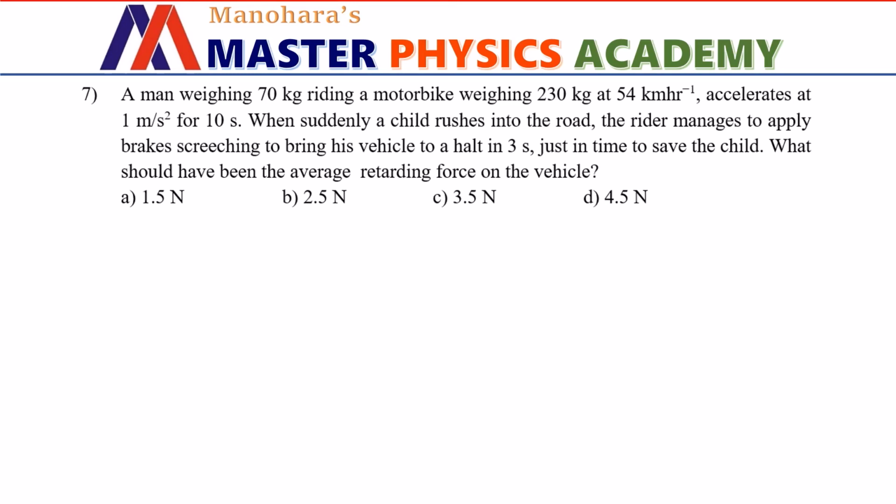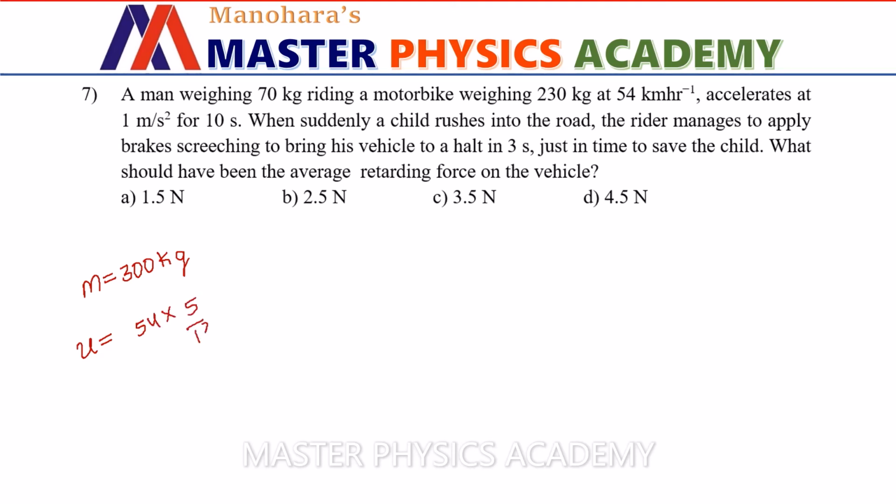Here the combined mass of rider and the motorbike is 70 kg plus 230 kg, which is going to be 300 kg. The initial velocity of the vehicle is 54 km per hour. Converting that to meter per second, we do have 15 meter per second for the initial velocity.